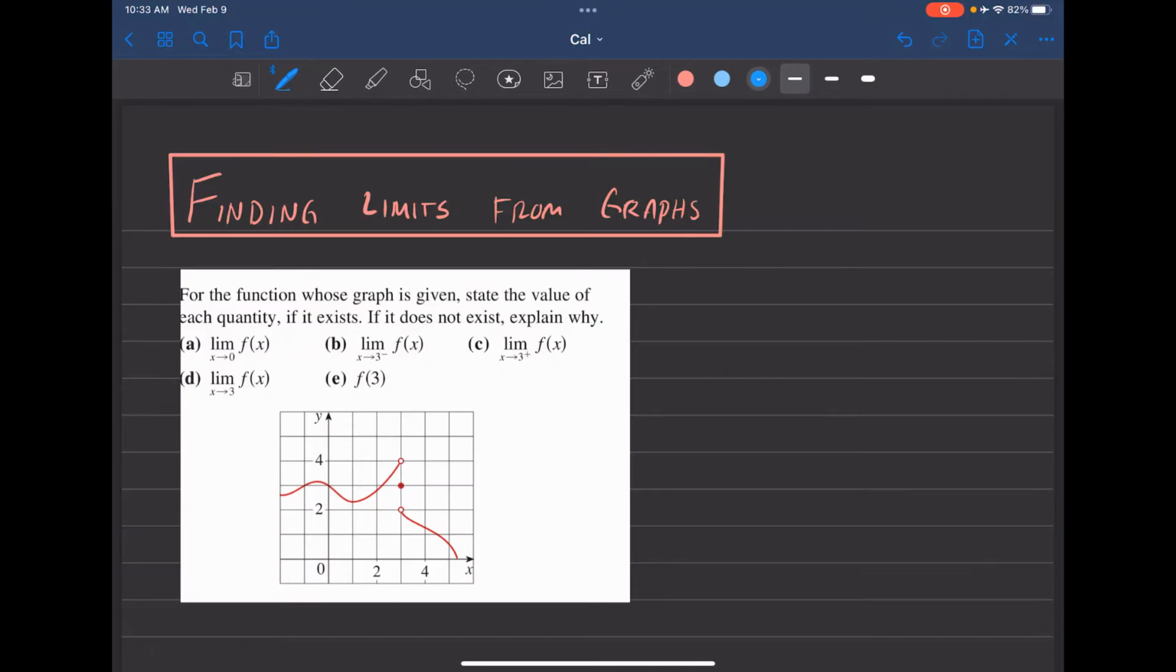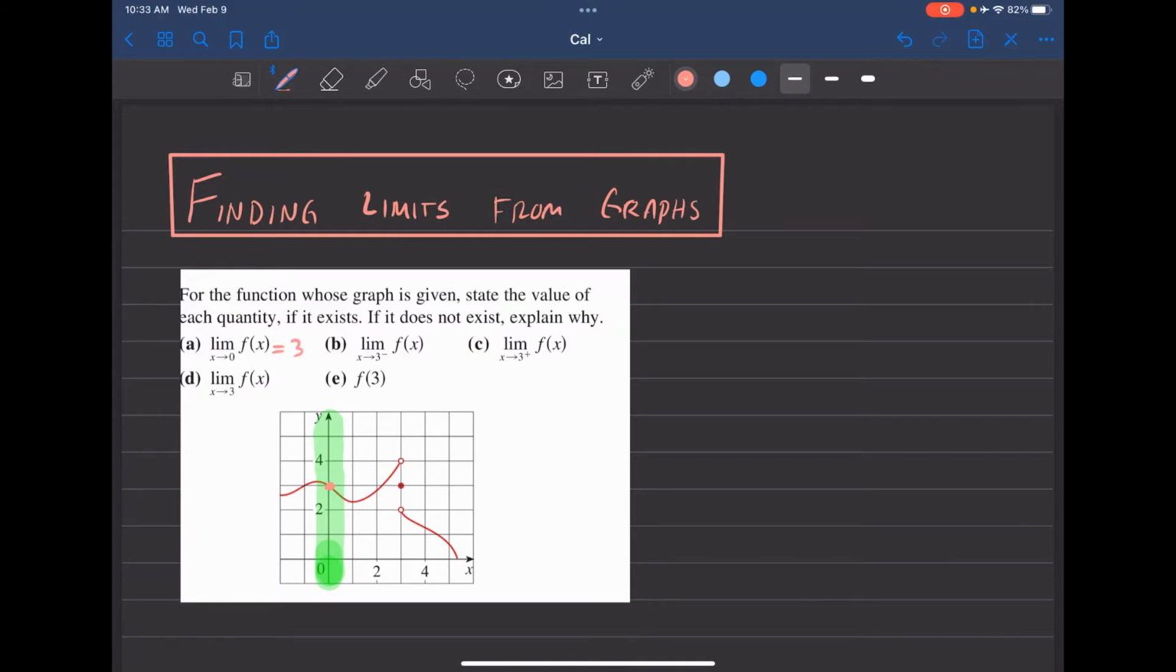So 0 is right here. So x equals 0 is right here. So pretty much we're trying to analyze the limit of the function as we get closer to 0. Now this is a two-sided limit. So if you approach from the left and right, you get this function value right here. So it makes sense to say that the limit of this function as x approaches 0 is going to be 3.